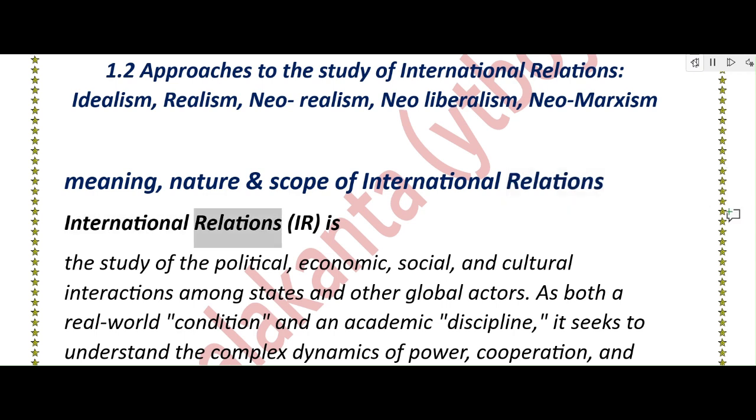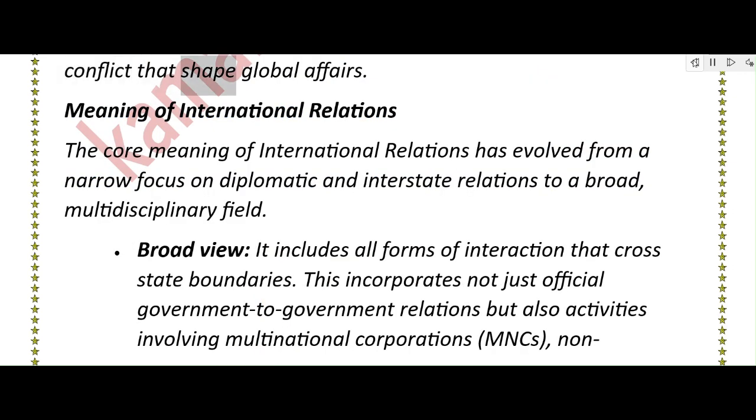International relations, IR, is the study of the political, economic, social, and cultural interactions among states and other global actors. As both a real-world condition and an academic discipline, it seeks to understand the complex dynamics of power, cooperation, and conflict that shape global affairs.